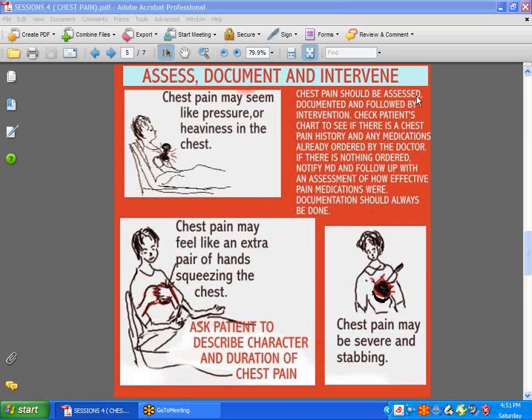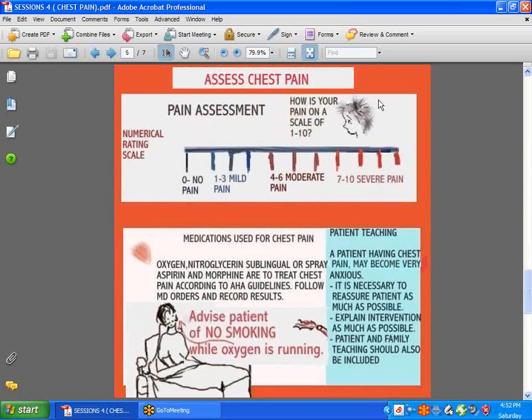Bear in mind, no one can safely predict when a patient is going to have chest pain. But one thing you can do is to assess, document, and intervene. You call the doctor, you get help. There are many ways you can intervene. Now, you assess your pain on a scale of 0 to 10, 0 being the lowest and 10 being the highest. Of course, if your patient is having chest pain, you've asked him to describe what it feels like.